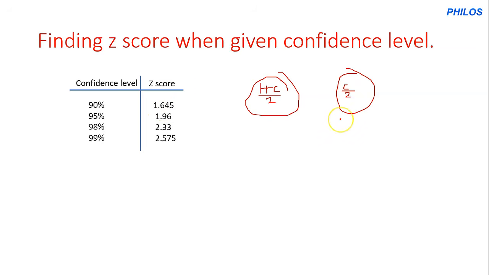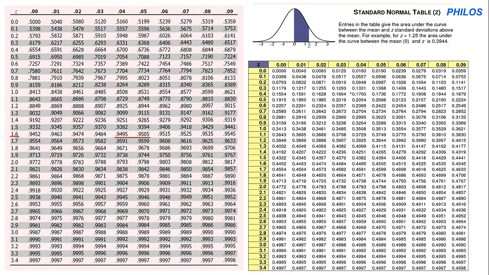In case you are using a half Z table, you just use C over 2. Your C is 0.9. So 0.9 divided by 2 will give you 0.45. So you leave that one too in 4 decimal places. Then you go and check the half table. So you look for 0.4500 in the middle. So let's look for 4500. Now here too we have 4495 and 4505.